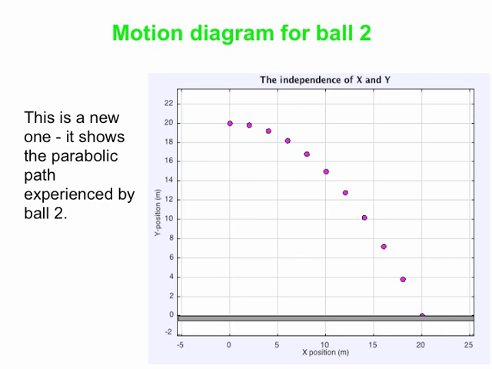Okay, so those are the two motion diagrams. Much like the first ball, the successive images of this particular ball get further and further apart as time goes on, as the ball falls. Okay, so let's break this motion diagram down a little bit.